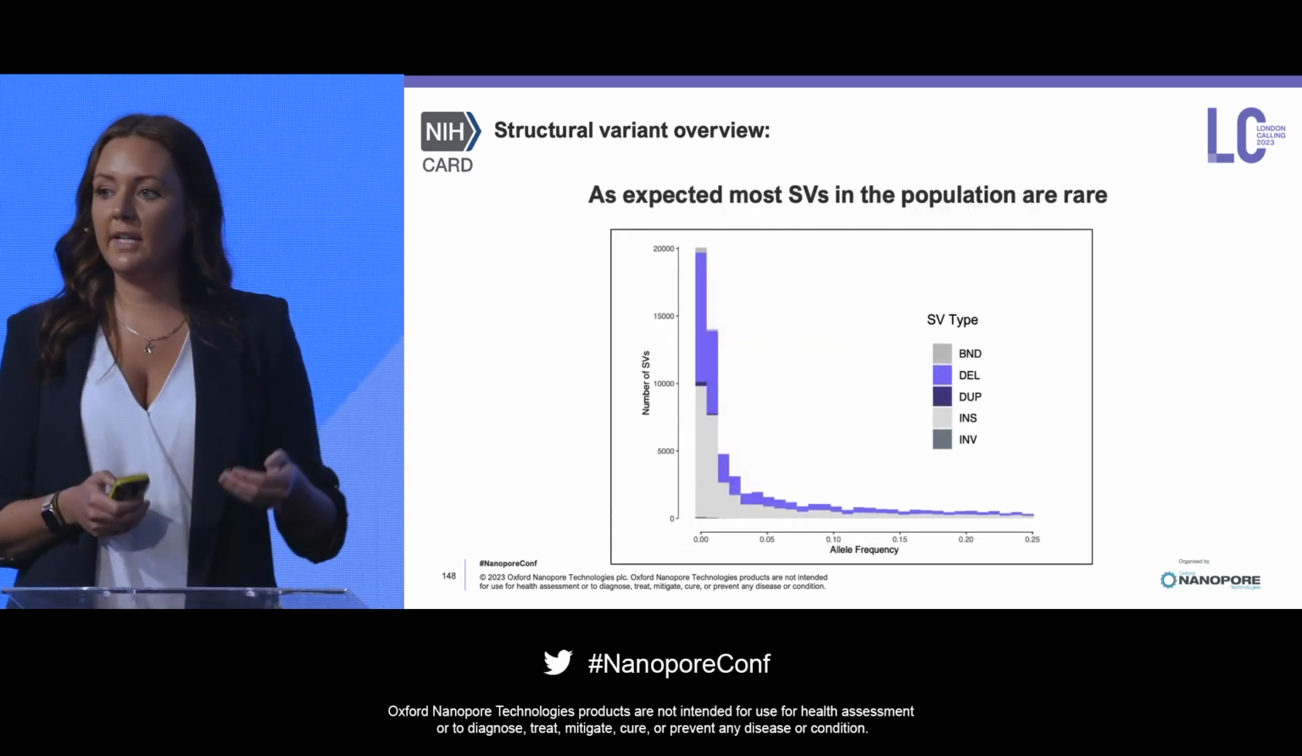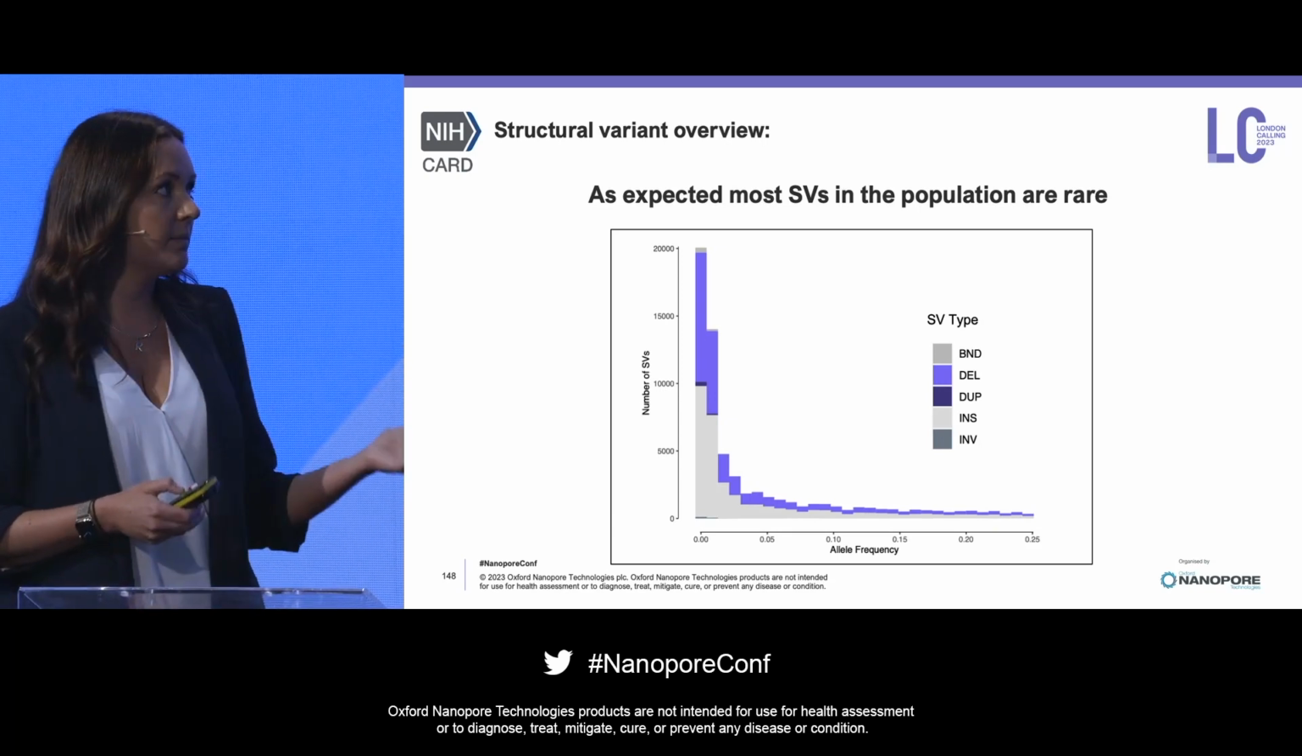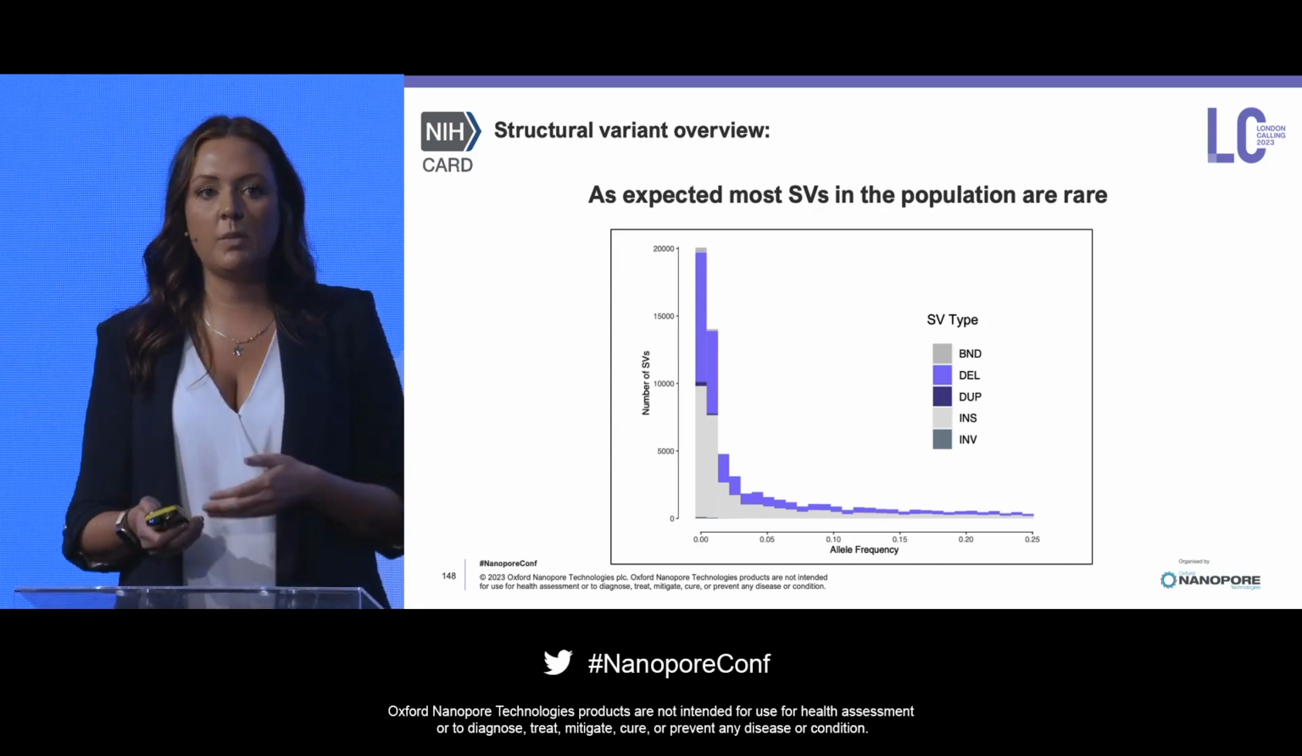So next, we looked at allele frequency, and so it's shown in this plot on the x-axis. And so as expected as well, most of the structural variants in this population are rare.